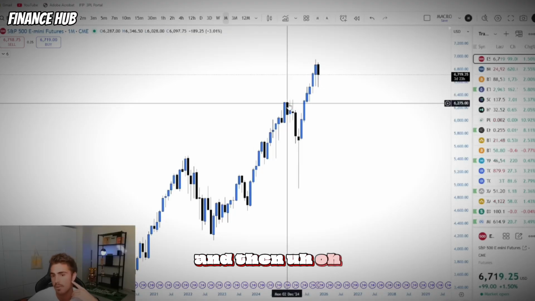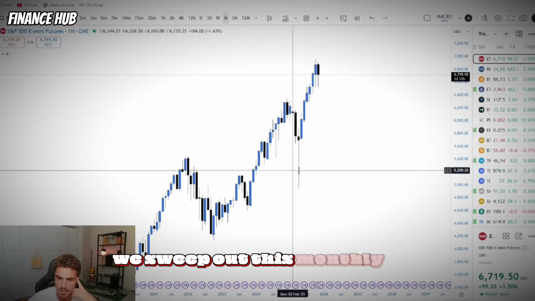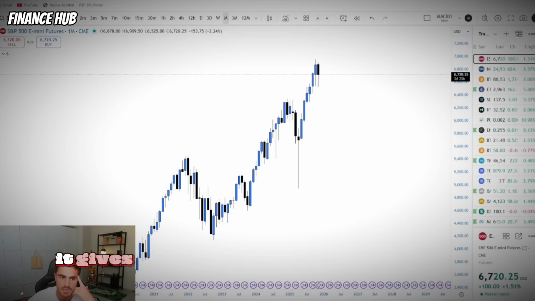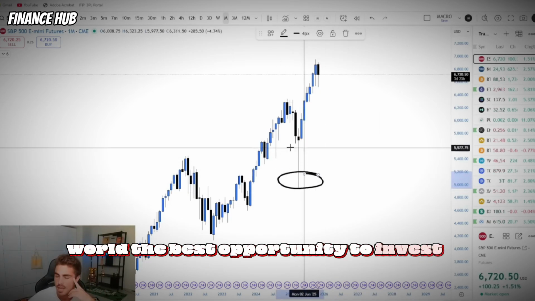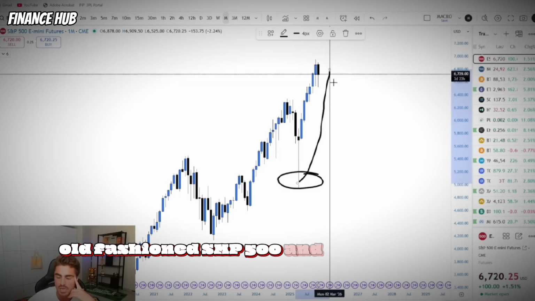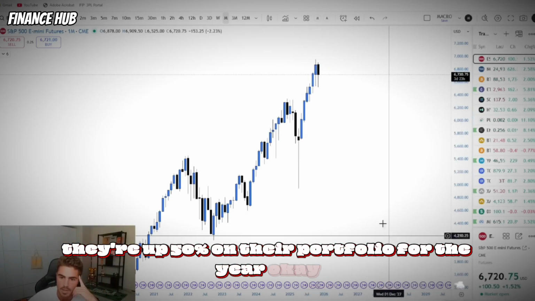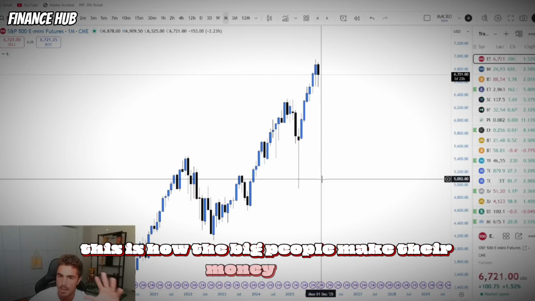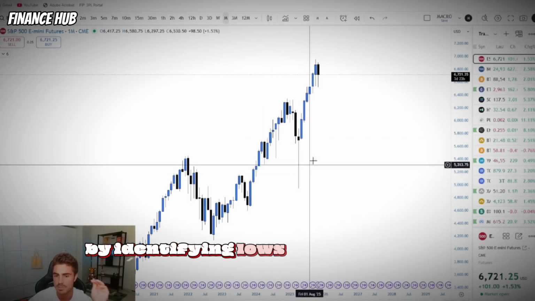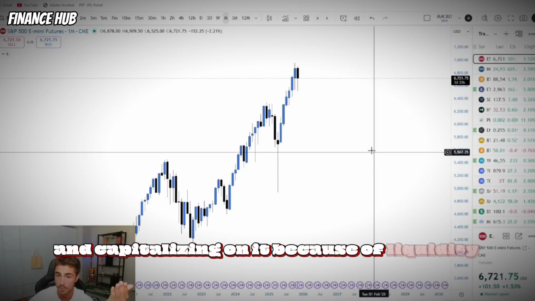And then, flash crash, we come down, we sweep out this monthly low, we sweep out this monthly low, and then what do you know? It gives all the richest people in the world the best opportunity to invest in their good old-fashioned S&P 500, and next thing you know, they're up 50% on their portfolio for the year, okay? This is how the big people make their money, by identifying lows and highs in the market and capitalizing on it because of liquidity.